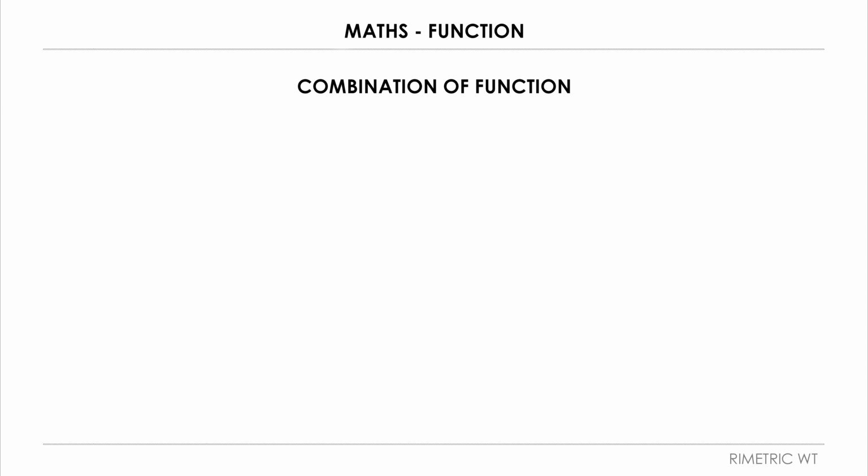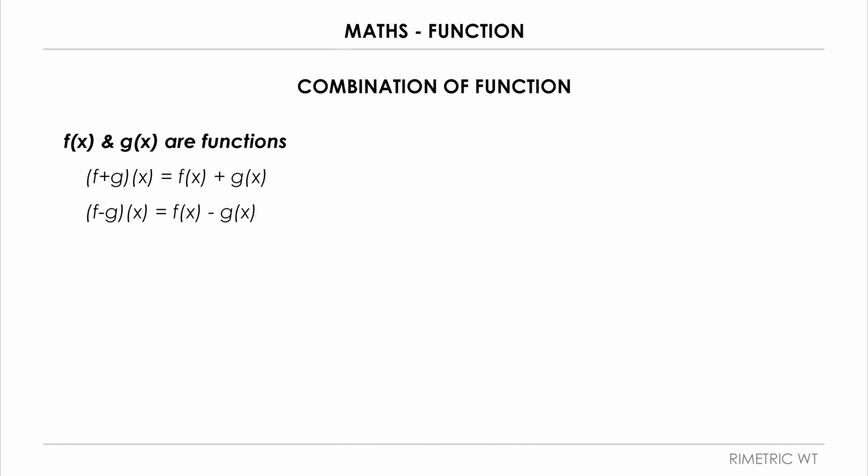All right, now let's say we have two functions, f of x and g of x. We define their combinations based on their outputs at the same input value x. The sum of f of x and g of x is defined as (f + g)(x) = f(x) + g(x). And the difference is defined as (f − g)(x) = f(x) − g(x). The product is defined as (f · g)(x) = f(x) · g(x). And finally, the quotient is defined as (f/g)(x) = f(x)/g(x), where g(x) is different from 0.